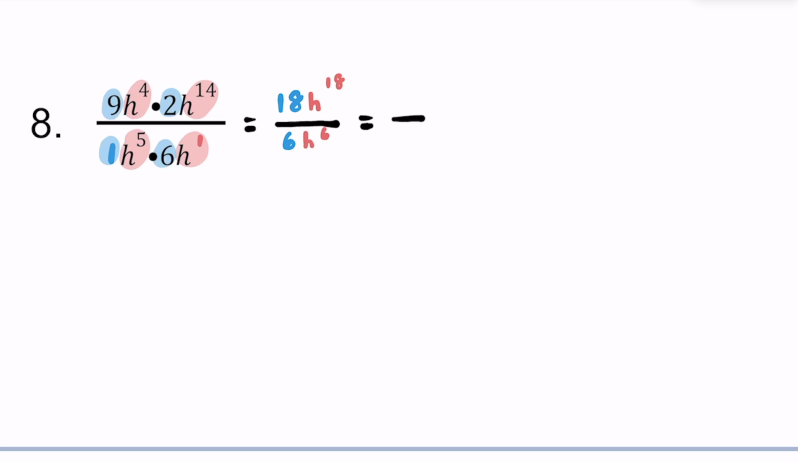Alrighty, so going from there, we can see that we have 18 and 6. What's the greatest common factor? I think it's going to be 6. Dividing this by 6 and dividing this by 6. 18 divided by 6 is going to be a 3. 6 divided by 6 is 1. And then for these variables, h to the 18th divided by h to the 6th, using the quotient property, 18 minus 6 is 12. So we're going to have h to the 12th power. And then dividing by 1 just stays the same, so we can write this as 3h to the 12th power.